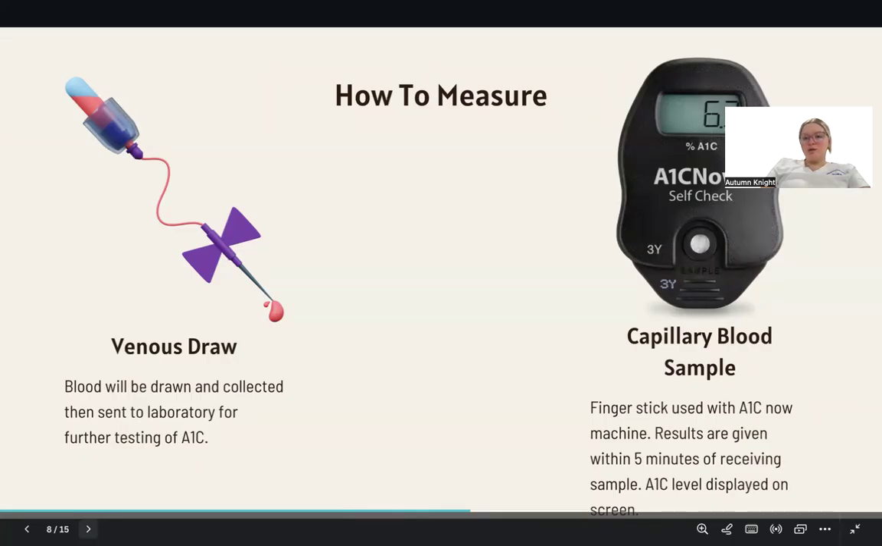Or you can use this A1C Now machine, which is what I have been using in my clinicals for community health. It basically is a finger stick and you use it. It takes about 5 minutes to give you your A1C result. So it's very convenient. It's a lot faster. Of course, we always recommend to go regularly to your doctor and get checkups and your labs drawn as well. But this is just really a good indicator and convenient way to check your A1C.